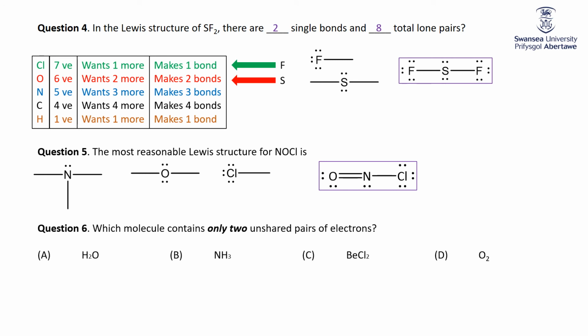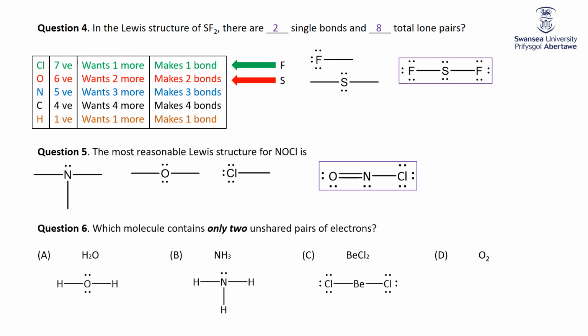Question 6, which molecule contains only 2 unshared pairs of electrons? All of these but one obey common sense. H2O, oxygen, 2 bonds, 2 lone pairs. Hydrogen, of course, never more than 1 bond. NH3, nitrogen, 3 bonds, 1 lone pair. Hydrogen, never more than 1 bond.